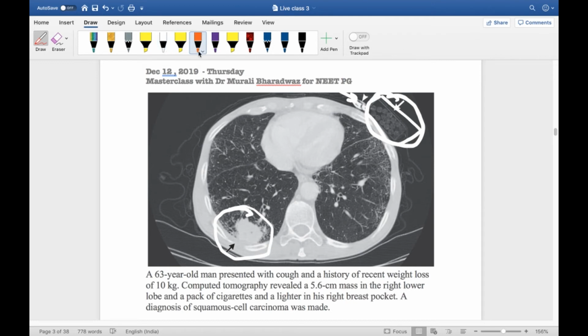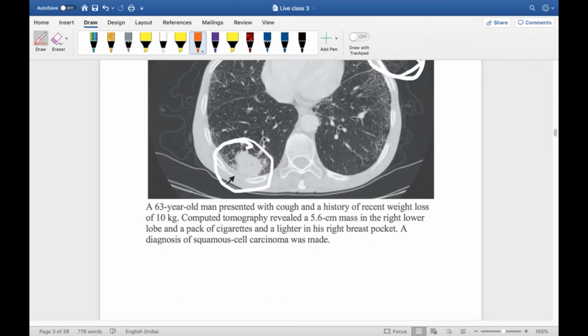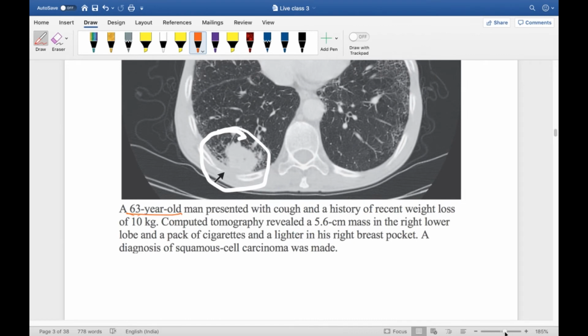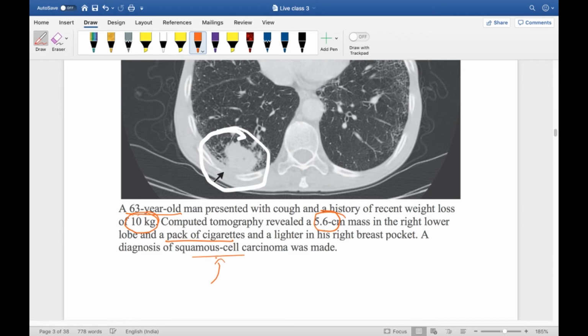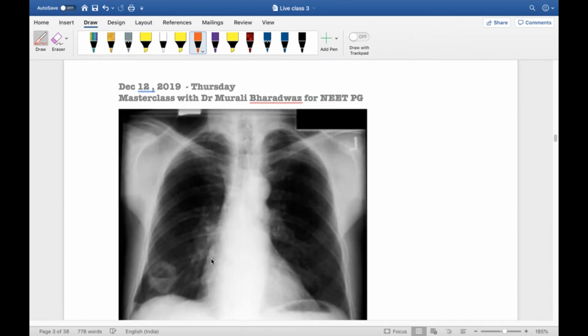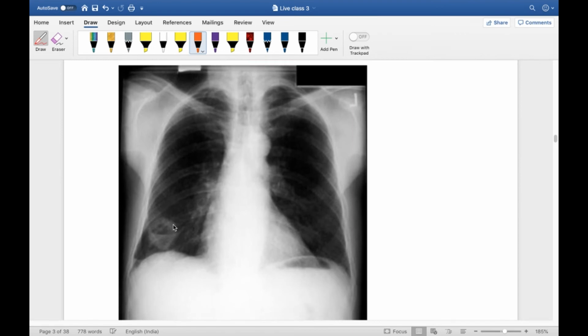So this is a classical story of a 63-year-old man. He presented with cough, history of recent weight loss of almost 10 kgs, a very important finding. There is a 5.6 centimeter mass in the right lower lobe, a pack of cigarettes, and the diagnosis is what? Squamous cell carcinoma.